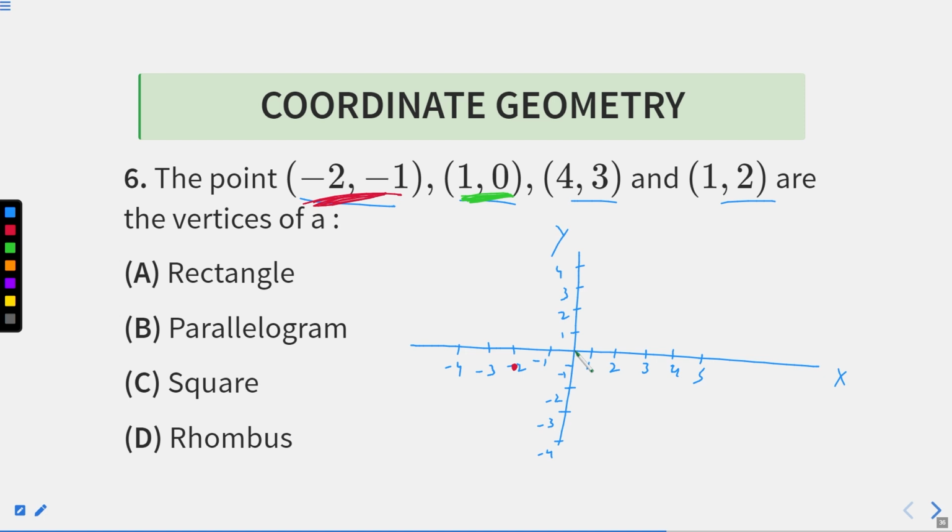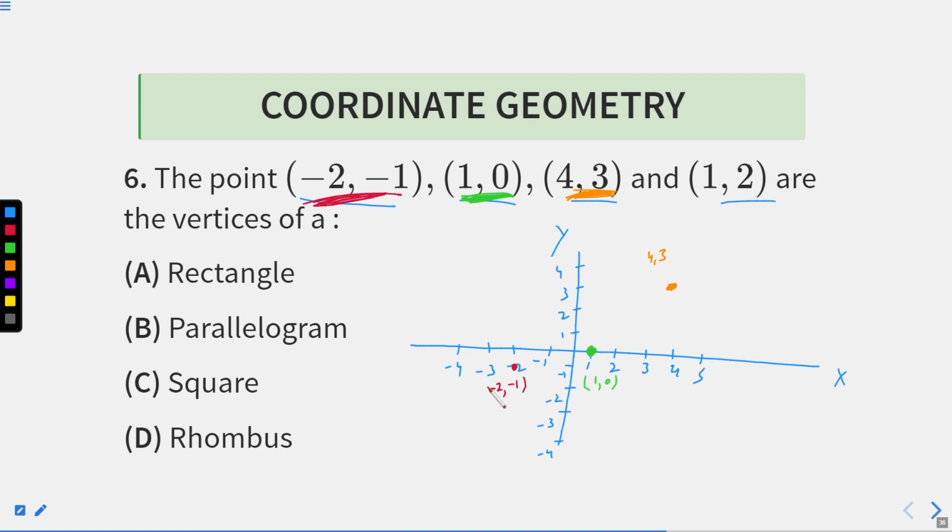1 comma 0. So 1 comma 0 is on the x-axis. 4 comma 3 here. 4 comma 3. So 4 and the 3 here. Okay. 4 comma 3. 1 comma 0.